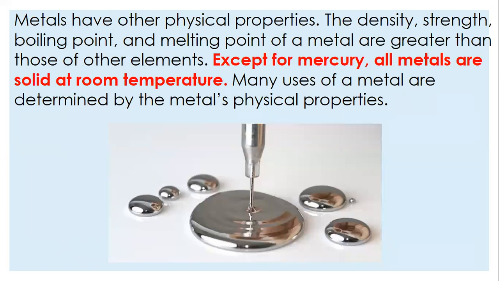All metals are solid at room temperature except one metal, mercury, which is liquid at room temperature, and we use it in making thermometers because it can be seen easily through the thermometer. Metals also have other physical properties like density. They have higher melting points and boiling points than other elements in the periodic table.